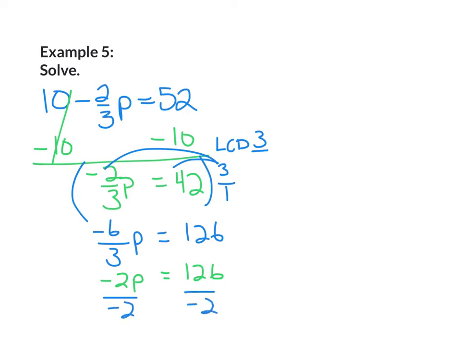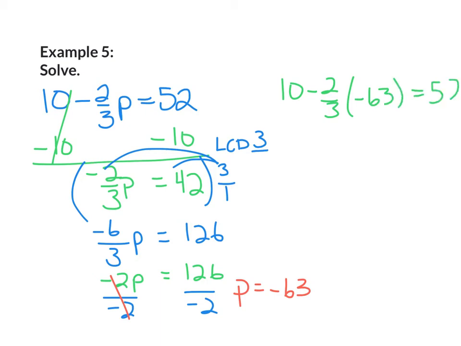And then I'm going to go ahead and divide. Negative 2 divided by negative 2 cancels out. I'll be left with P equals 126 divided by negative 2 gives me negative 63. I'm going to plug that back into my original equation. So I have 10 minus 2 over 3 times negative 63 equals 52.